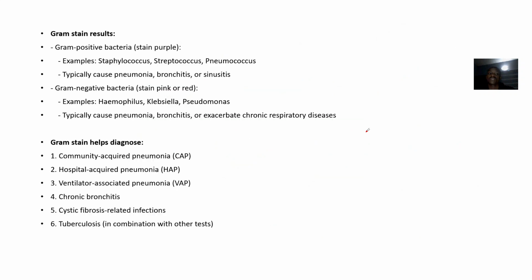Okay. So what are the results? If the patient is affected by gram-positive bacteria like Staphylococcus, Streptococcus, Pneumococcus, you see a purplish stain. Okay, and it's suggestive of things like pneumonia, bronchitis, sinusitis. Okay, so if it is gram-negative bacteria, you see pink or reddish, like Haemophilus, Klebsiella, Pseudomonas. Right. So it's suggestive of things like pneumonia, bronchitis, exacerbated chronic respiratory diseases.